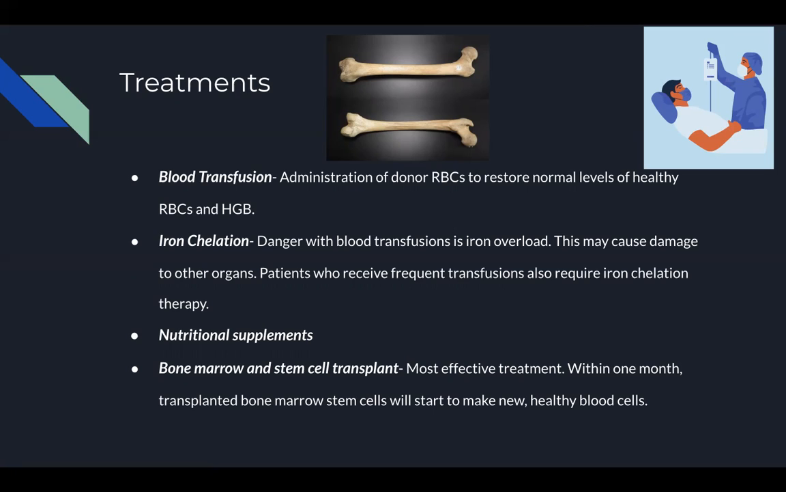Most patients with thalassemia, however, lack a suitable sibling donor. So a bone marrow transplant is done in hospital. Within 1 month, the transplanted bone marrow stem cells will start to make new healthy blood cells. Given the high risk of bone marrow transplant, it is not routinely recommended for those with mild or moderate thalassemia.